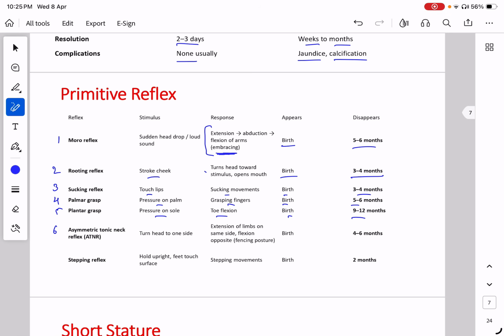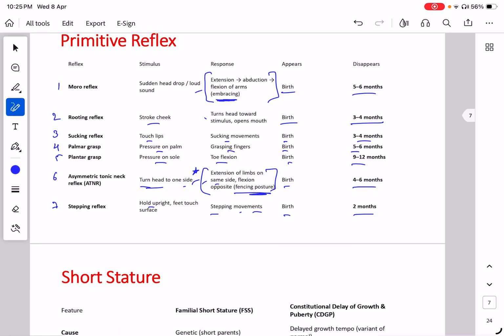Asymmetric tonic neck reflex: turn the head to one side. The response in this case is to be remembered. It can be asked in MCQs for Moro and for ATNR. So what happens if the head is turned to one side? Extension of limbs on the same side while flexion on the opposite side. So, fencing posture in ATNR. It appears at birth and disappears at 4 to 6 months. In the stepping reflex, you hold the child upright and the feet touch the surface, so stepping movements are shown by the infant. It appears at birth and disappears at 2 months of age.